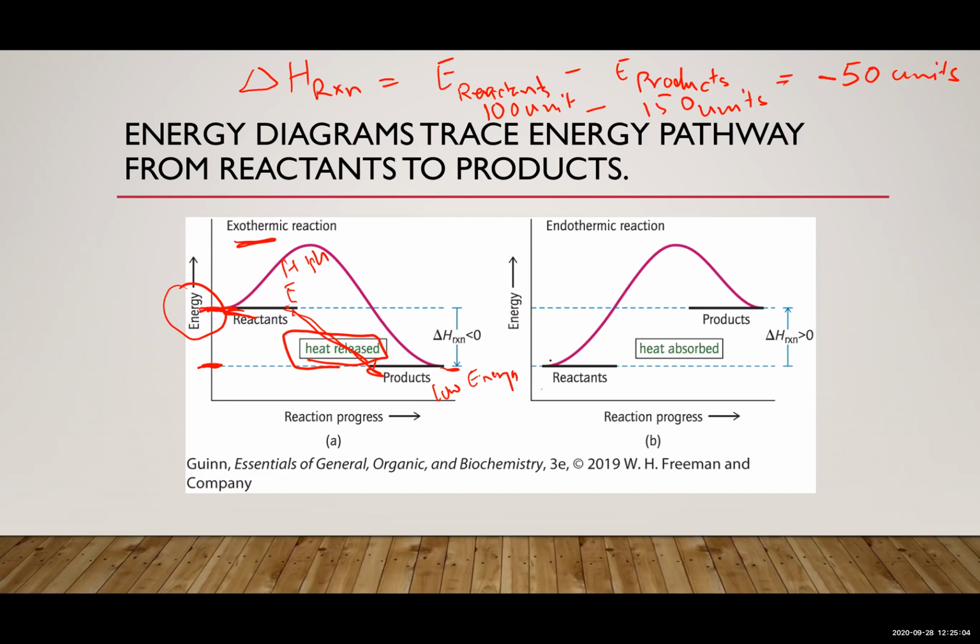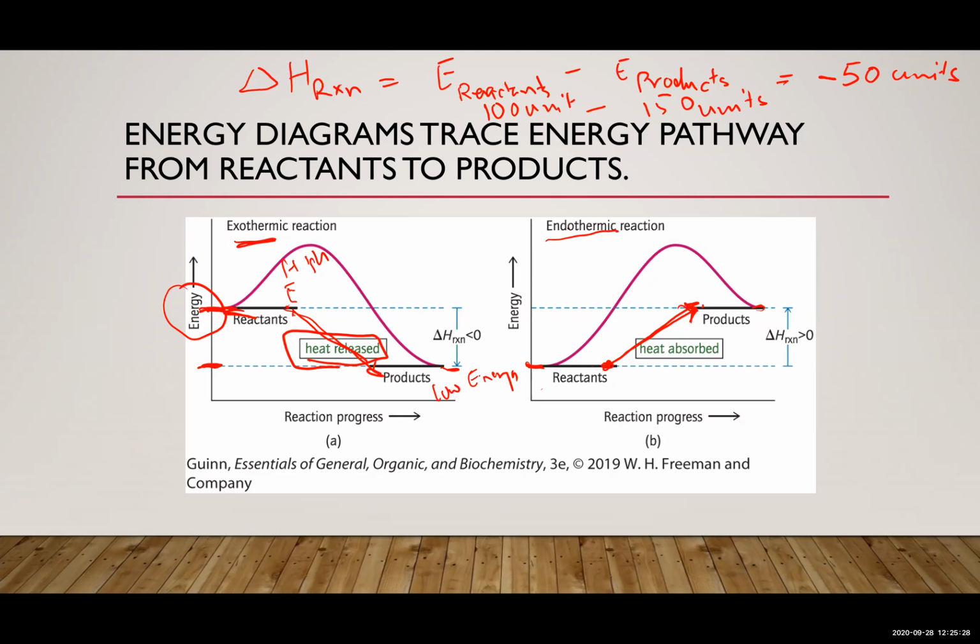In endothermic reactions, your reactant will always be at low energy and products will be at high energy. When you go from here to here, you need to absorb energy because now you're going from low energy to high energy. So you need to absorb this much energy. Hence, this reaction is an endothermic reaction.